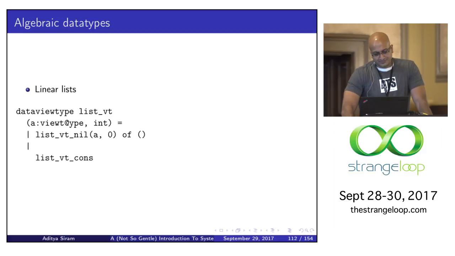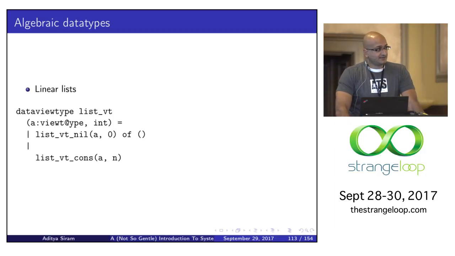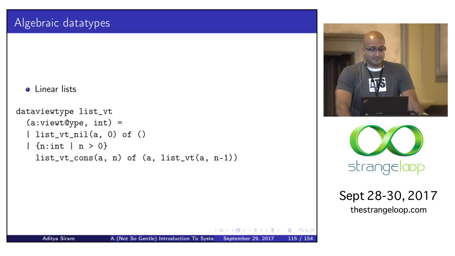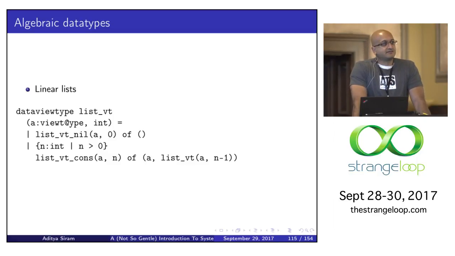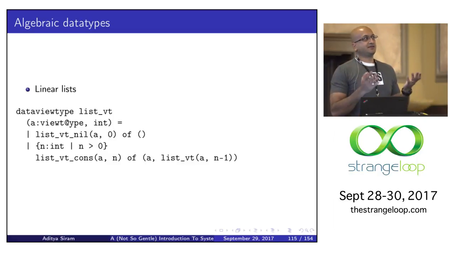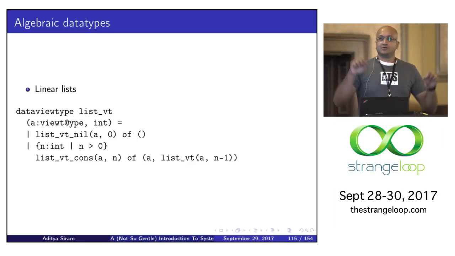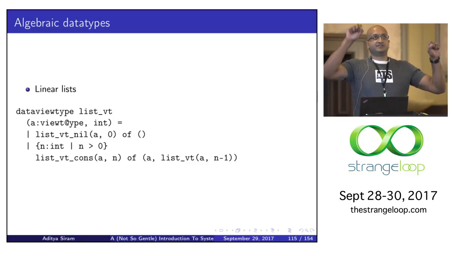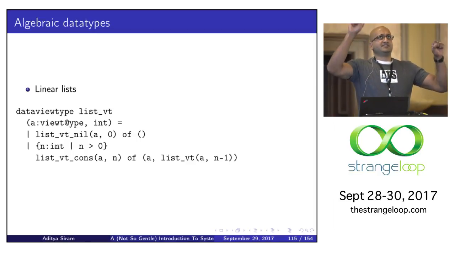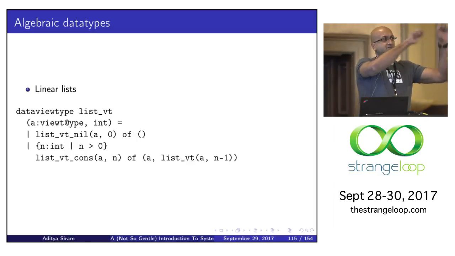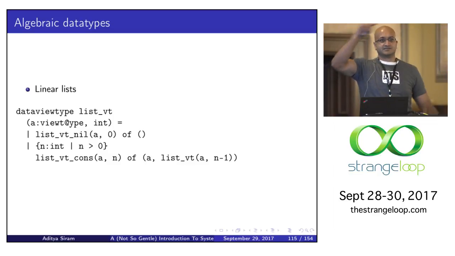The nil constructor takes that thing we passed in and 0. This is a type level number, 0. Okay? The cons constructor takes that a and an n, which is an integer, and hands back the a and recurses on that list view type and decrements n. And you can also provide constraints on that. So basically, if you have a linear list of like 1, 2, 3, right? It will be list_vt_cons 1, list_vt_cons 2, list_vt_cons 3, list_vt_nil at the type level. That's what it would look like because it's decrementing that at the type level.